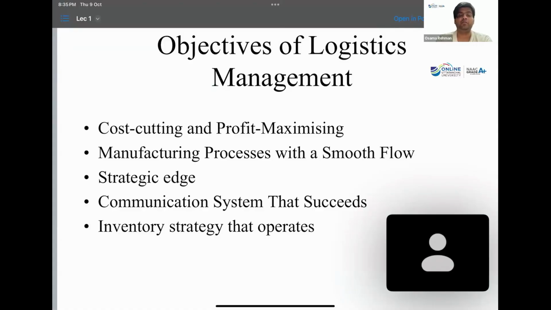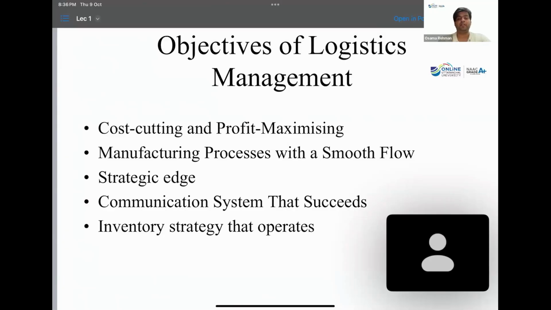Next is proper inventory management. Maintaining the right level of inventory is very important. Neither too high, which increases storage costs, nor too low, which causes stockouts. The goal is to maintain an optimal balance to ensure uninterrupted operations. Next is improved order fulfillment. It ensures timely order processing, packaging, and delivery to meet customer demand and expectations. This improves reliability and enhances brand image.